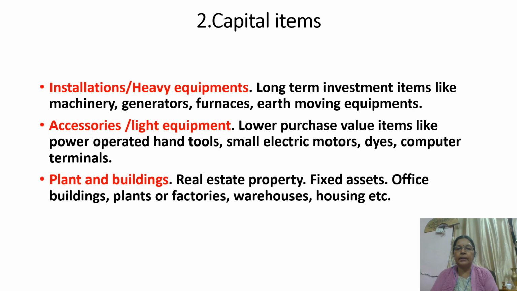And also capital items are light equipment like power operated tools, hand tools, small electric motors, dies, etc. And also we have fixed assets under capital items like plants, factories, buildings, offices, warehouses, housing for employees, etc., which is all basically real estate. So capital items are those long-term products, industrial products, which is sold to industrial customers like heavy equipment, light equipment, and fixed assets like plant and buildings.